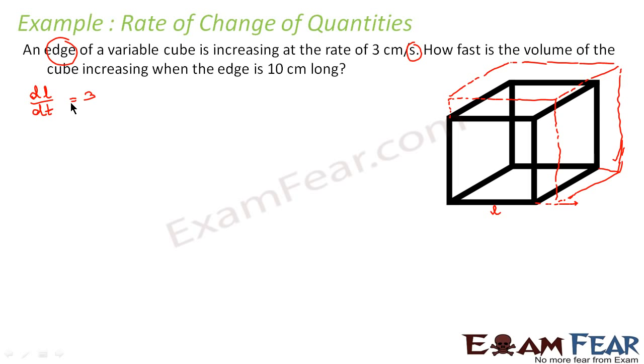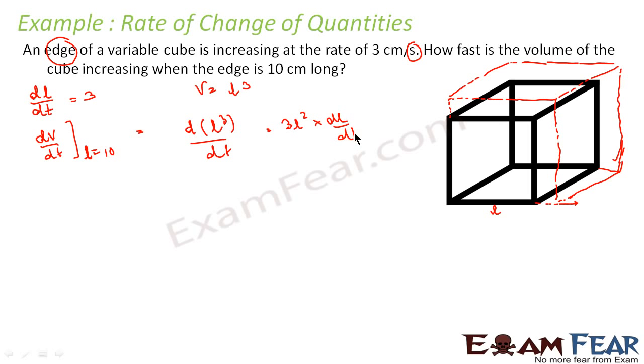This is given. We have to find how fast is the volume increasing. That is, I have to find dv by dt, where L is equal to 10 centimeter. This is what we have to find. Now we know the formula of V is nothing but L cube, simple. So we can rewrite this as d of L cube by dt. This is nothing but 3L square into dl by dt, where L is equal to 10.